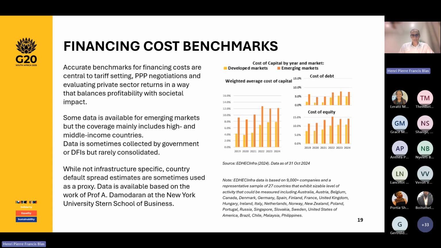So ADEC Infrastructure captures the cost of capital data for mostly high-income countries, but also some emerging markets. The way they do it, they look at assets and valuation and derive the cost of capital by asset. So it's very detailed work, but like I said, it takes a lot of effort.